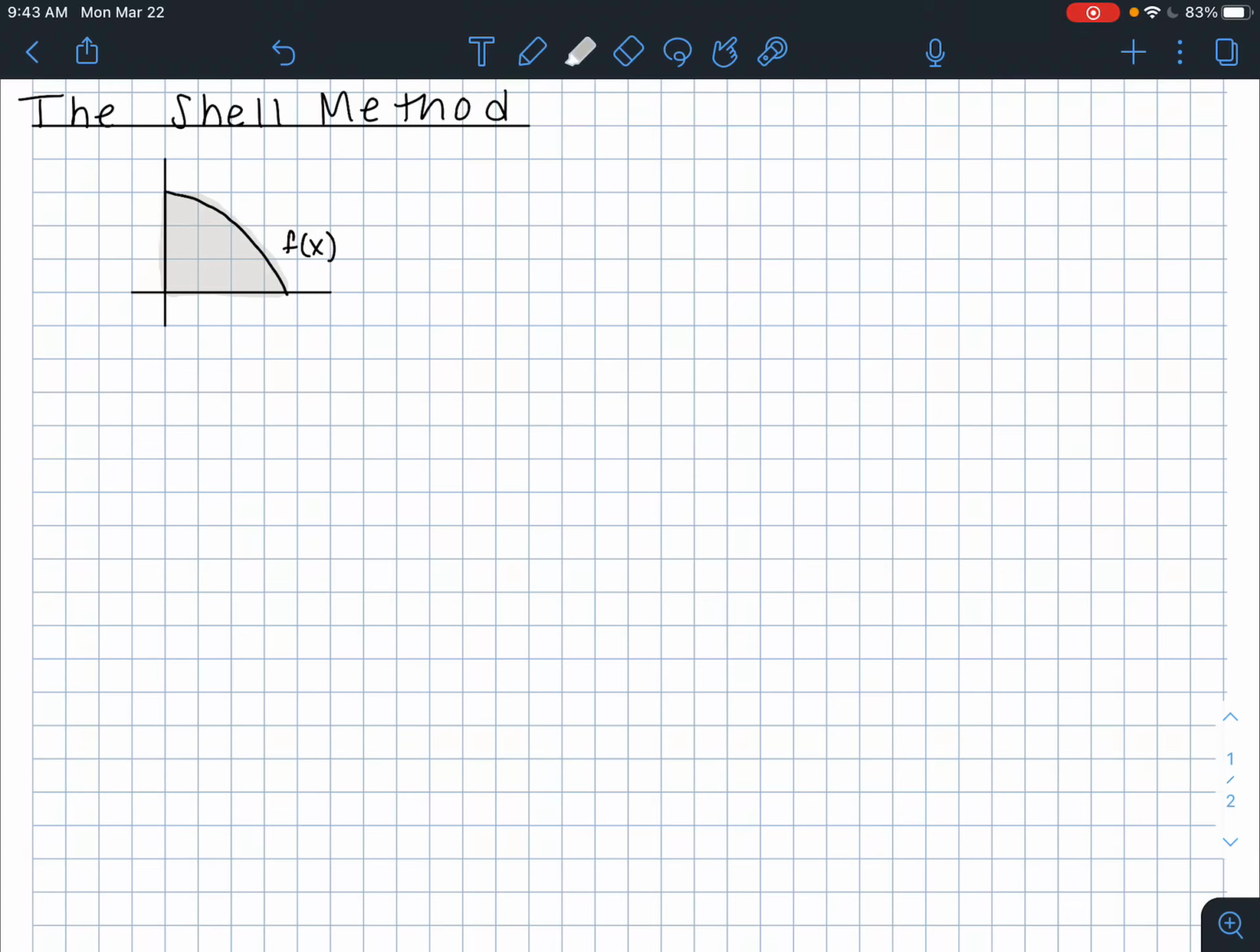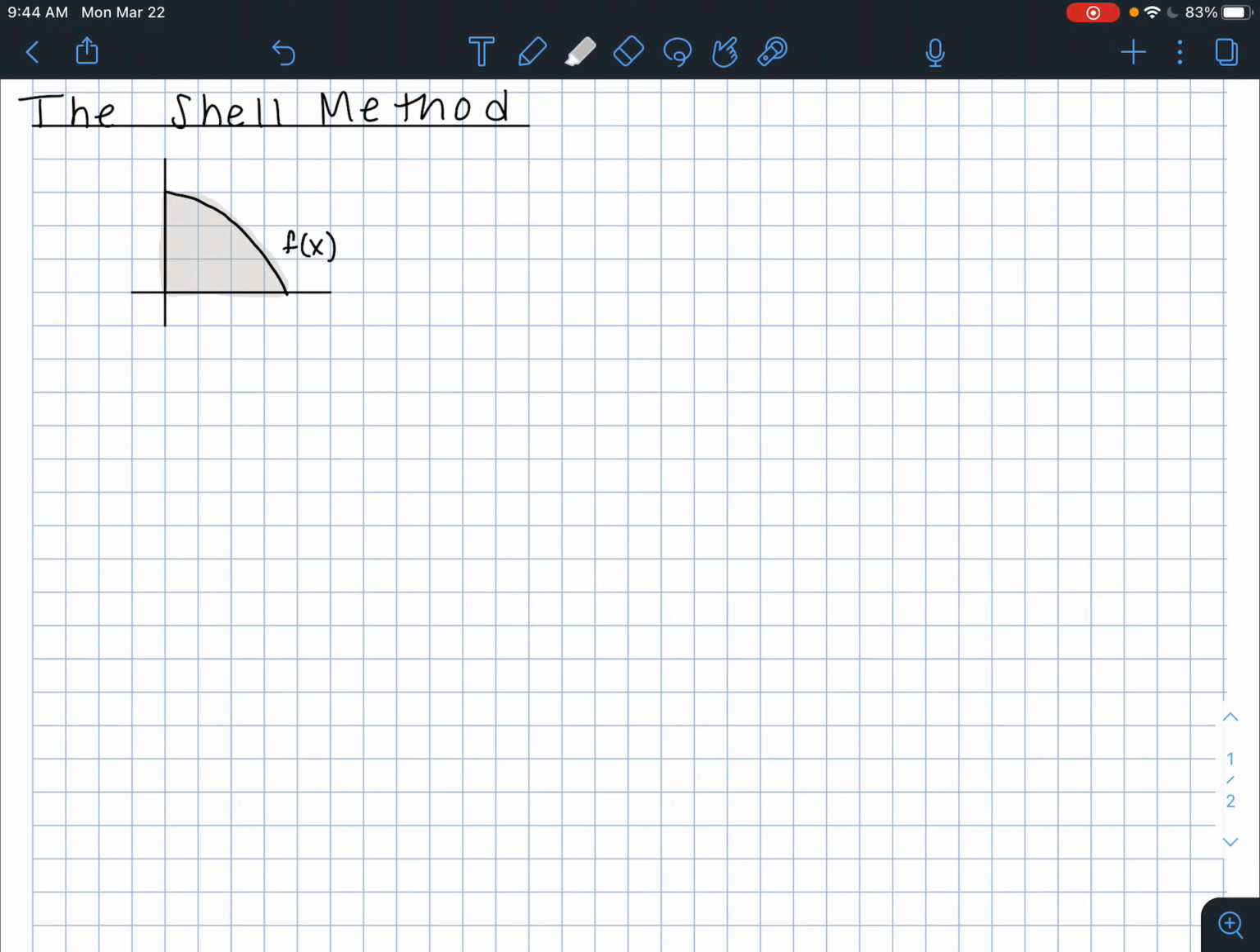So there's another method that we can use to find volumes of revolution that don't involve a disk or a washer. This is not covered in the BC Calculus curriculum, but it is something that you probably would have learned if you took Calc 2 in a college course, and I actually really like this method for finding volumes because I think it works really nicely for certain situations, and it's called the shell method.